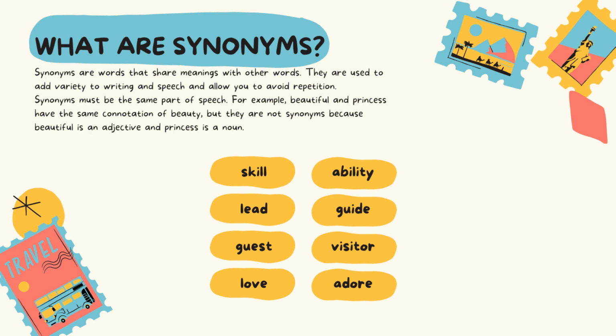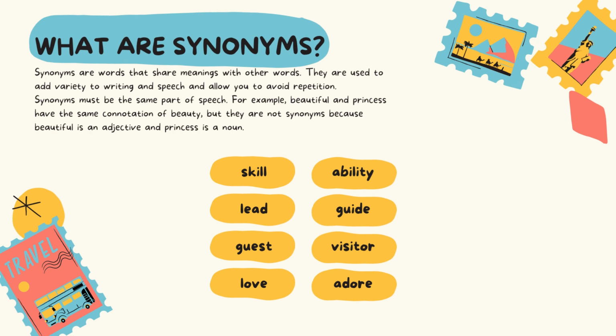So maybe they share the same category, in this case beauty, but you cannot make a synonym out of one part of speech in another one. That doesn't make sense. So if you're talking about synonyms, they have to be the same part of speech. So adjective with adjective, noun with noun, adverb with adverb, and so on.